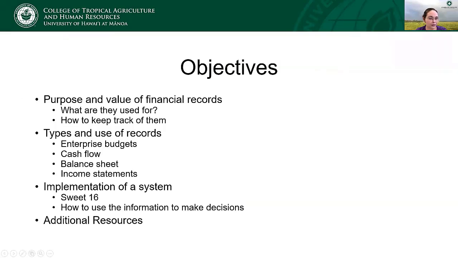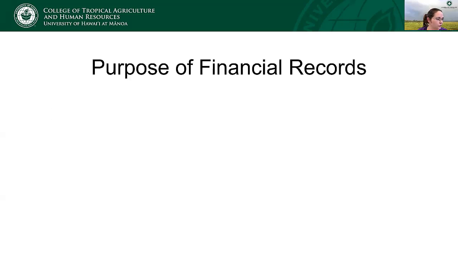Our objectives we're going to cover today, it's a lot. So we're going to look at the purpose and value of financial records, types and uses of records, and implementation of a system, and then I'll have a list of additional resources and references used.